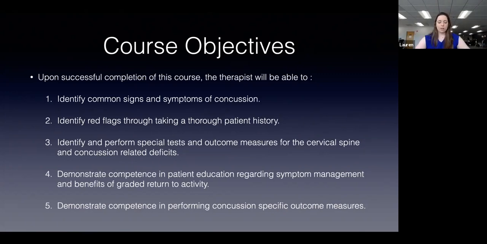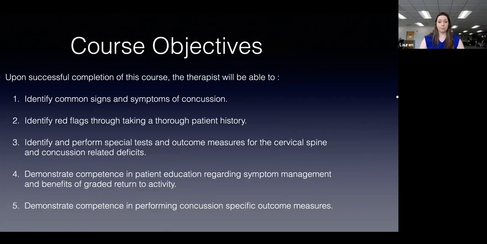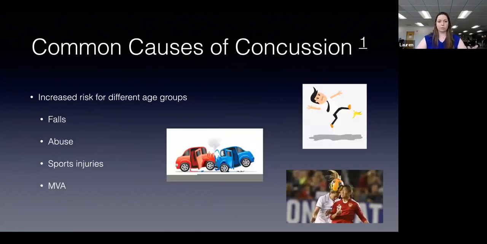So common causes, most people in the healthcare field know what the common causes of a concussion are. What we don't always think about is people in different age groups and age ranges are at a risk of concussion for different reasons. So kids that are 4 years and younger are at an increased risk from falls and child abuse. Adolescents between 15 and 19 are at an increased risk from sports injuries and car accidents. And then people that are 75 and older are at an increased risk from falls.